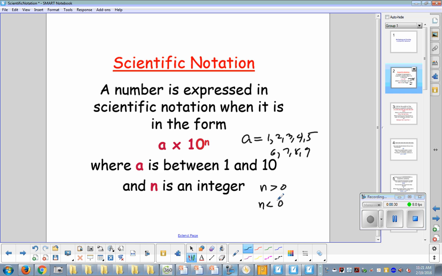Of course, if n is 0, then you will have 10 raised to 0, which is equal to 1. Then you don't have a scientific notation. It should be n greater than 0 or less than 0. All right, here's a review on how to write scientific notation.